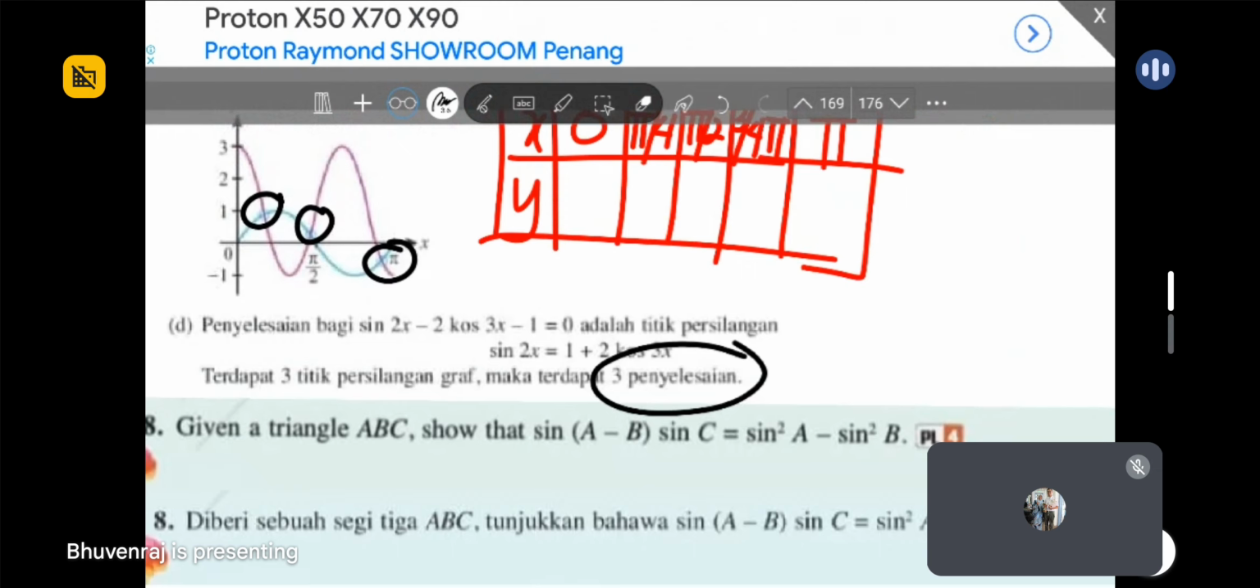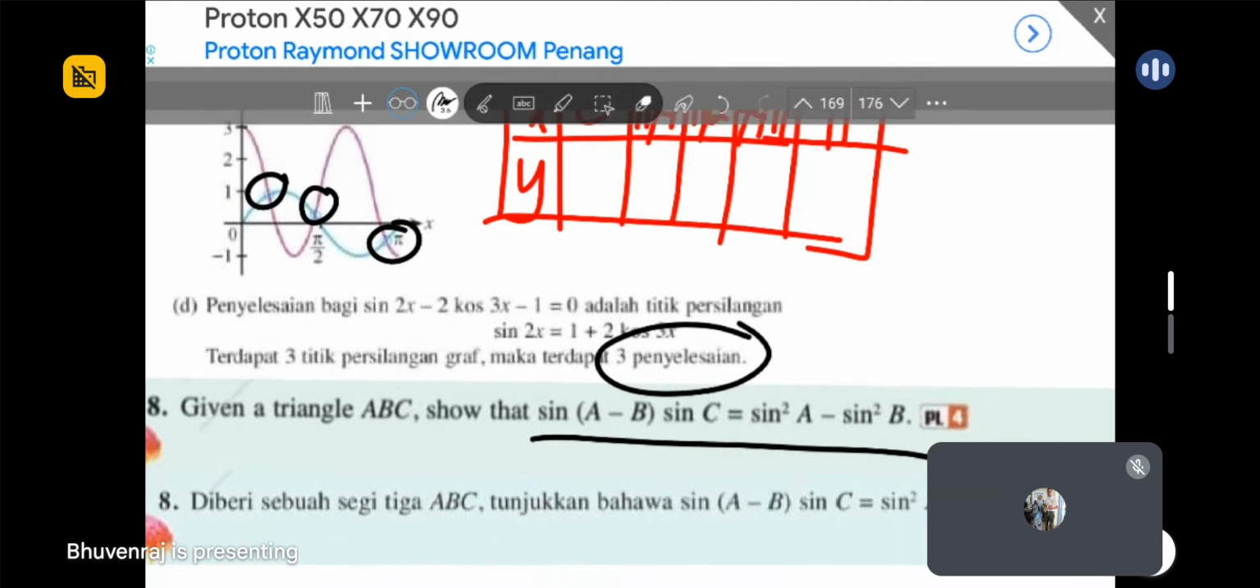Okay, alright, next one. Question 8. So for question 8, they want you to show this, guys. Kamu kena buktikan yang ni. Okay, so it looks very difficult. Sangat susah kan? But actually, it's not so difficult. Basically, you must just use the same concept.